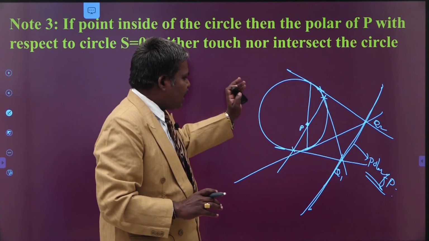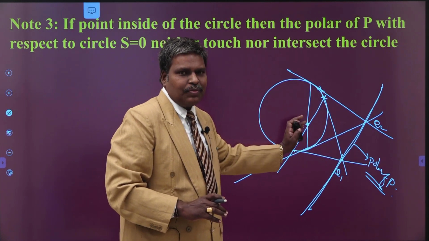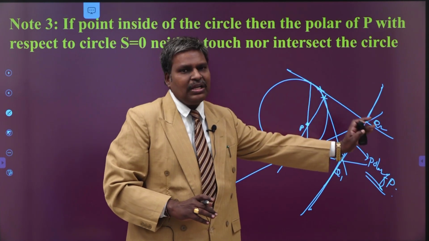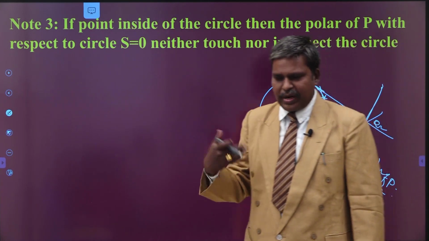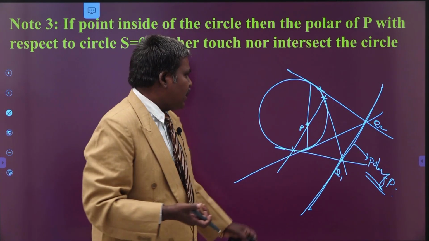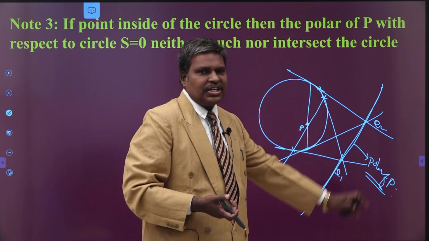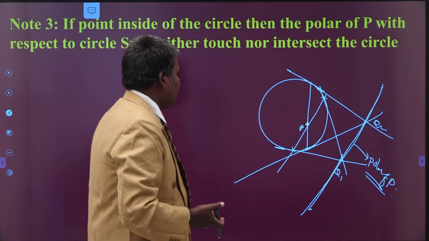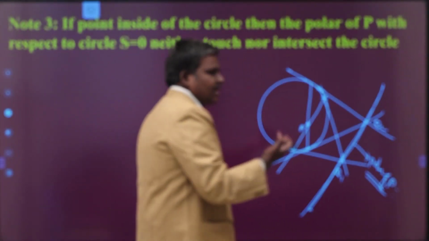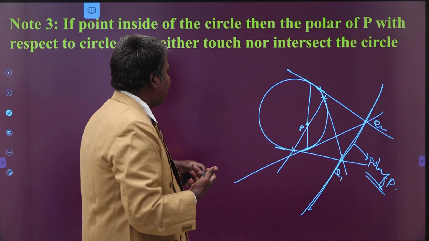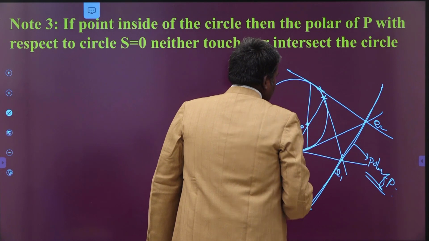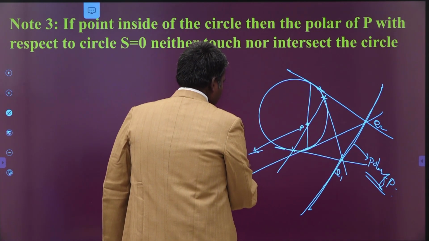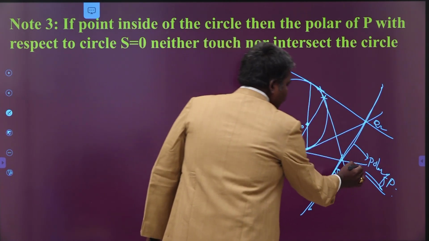Your line does not intersect the circle, and at the same time, your line does not touch the circle. Immediately, your line must be outside of the circle when your point is inside the circle. This is the important thing. Diagrammatically we can prove this, or theoretically we can use the contradiction method to prove that the line must be outside the circle when your point is inside. This is the pole. So this is the polar of P.